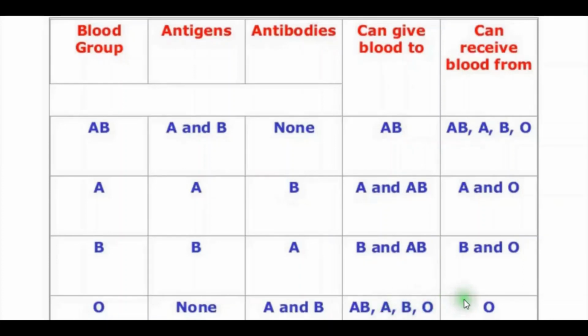They can receive blood from only one blood group, that is O. O group persons can receive blood from only O group persons, but they can donate the blood to AB, A, B and O groups. So the O group persons are known as universal donors and AB group persons are known as universal recipients. They can receive the blood from all the blood group persons.